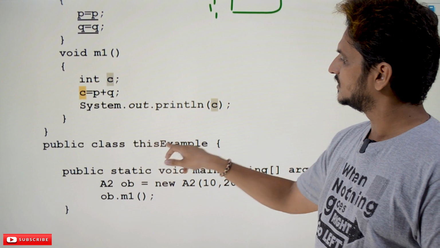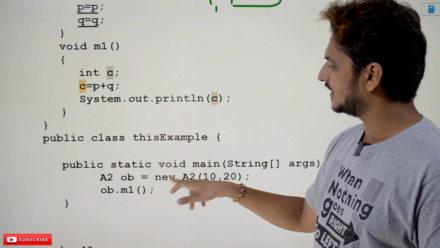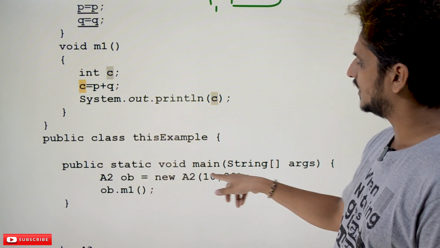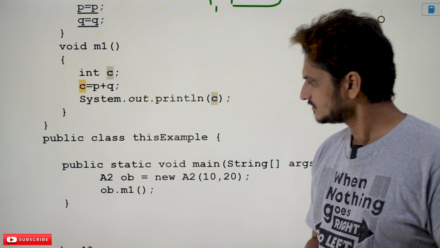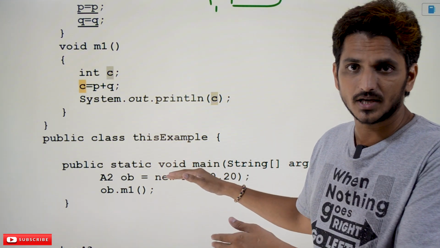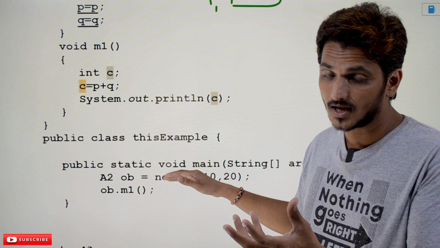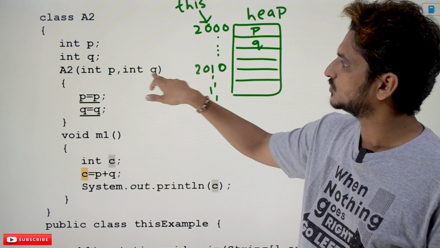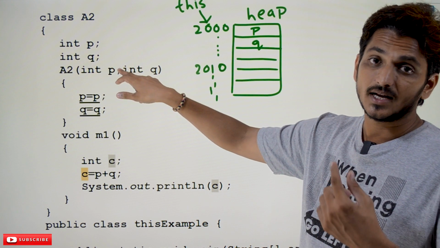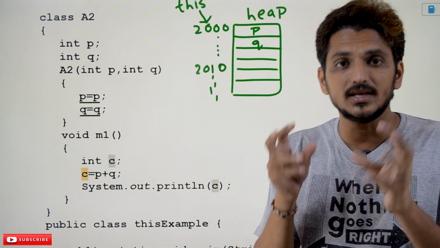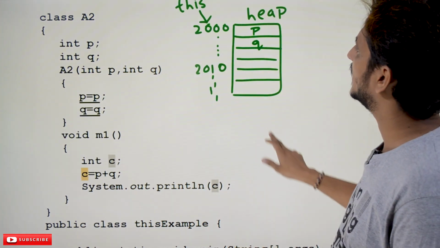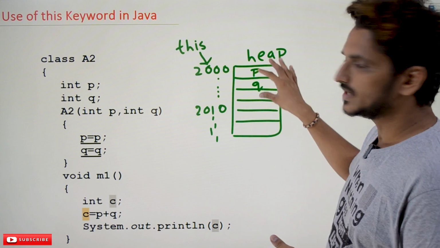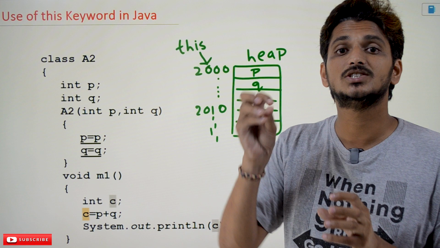In the next class, this example class, we are going to define an object for class A2: A2 ob is equal to new A2 of 10, 20. Whenever we create an object, in our previous classes we discussed that it is going to call the constructor. Whenever it calls this constructor, it is going to match this constructor and assign some space in heap. This is the heap space available for our Java programming, and in this space it is going to assign space for instance variables.